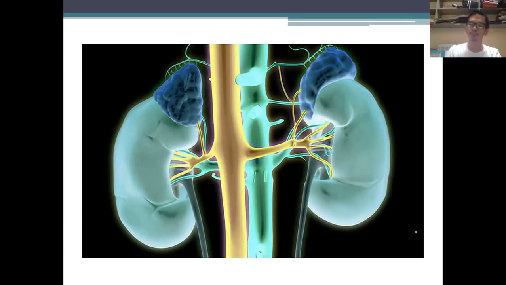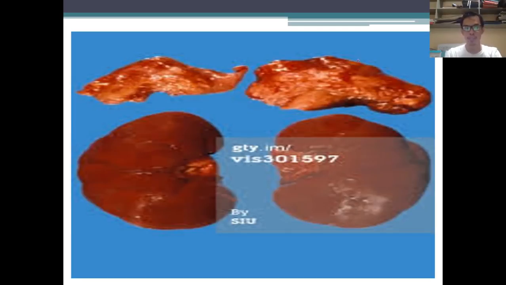Alright, so the adrenal glands are located anterior to the kidneys. So they are very, very small. They are small, and somehow they secrete hormones that are needed by the body during stress. Alright, so if we take a look at an actual specimen or actual organ, it will look like this. So these are the adrenal glands.